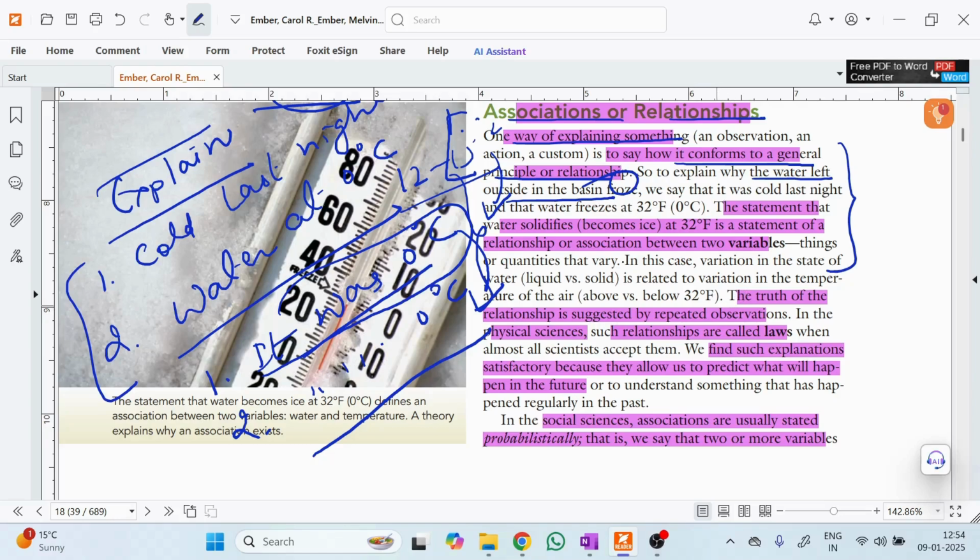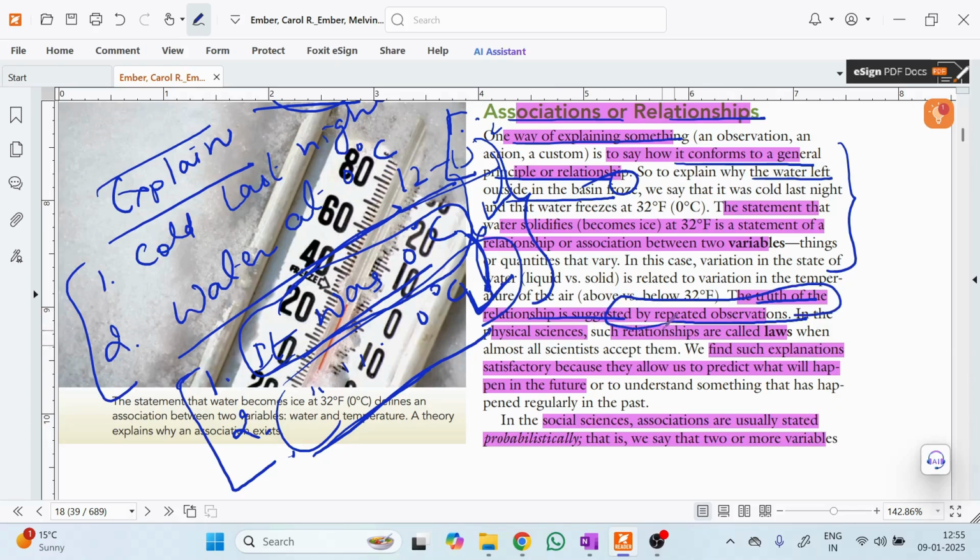Even if an answer is presented as a relationship between a variable and a general principle, such as it was cold last night and water freezes at 0 degrees centigrade, it is generally not accepted at face value. So these relationships are scrutinized and observed, and their truth is suggested or derived by repeated observations. In physical sciences, this relationship is called a law, that water freezes at 0 degrees centigrade, and we find such explanations satisfactory because they allow us to predict what will happen in the future.